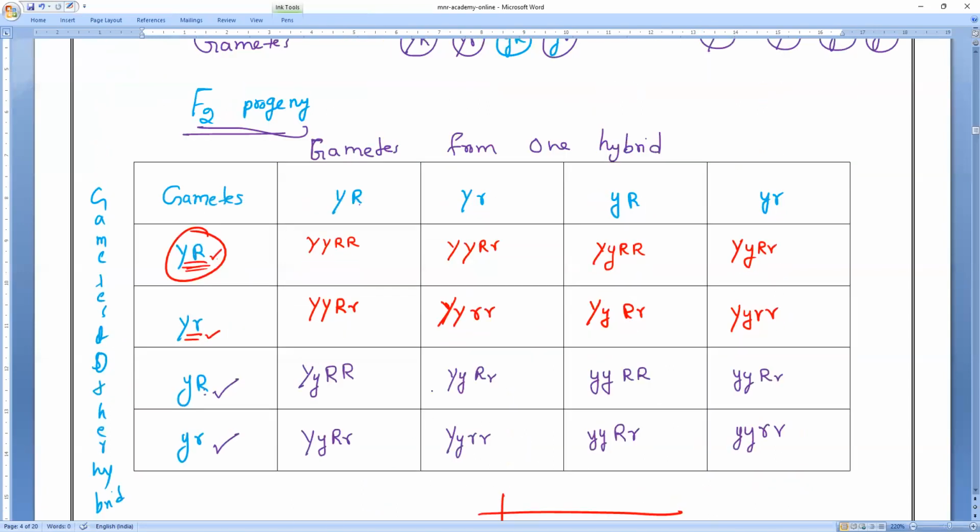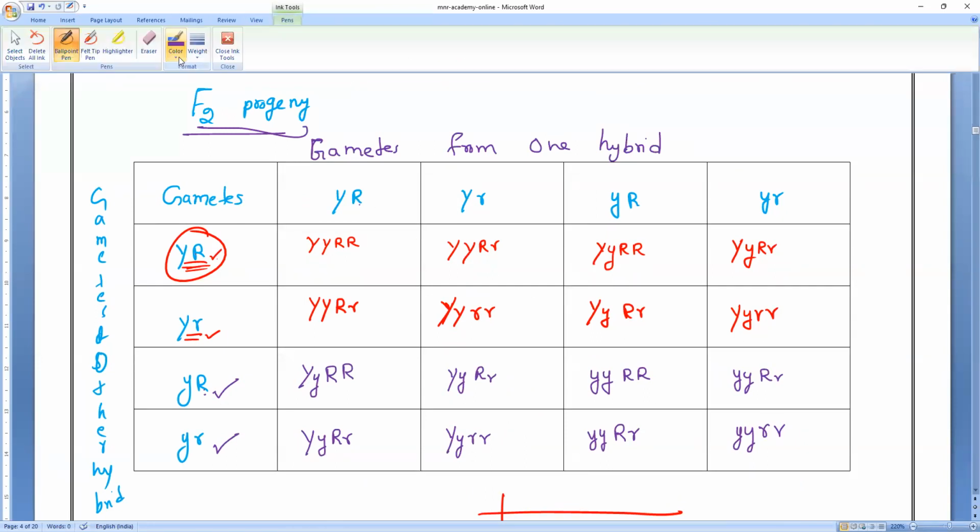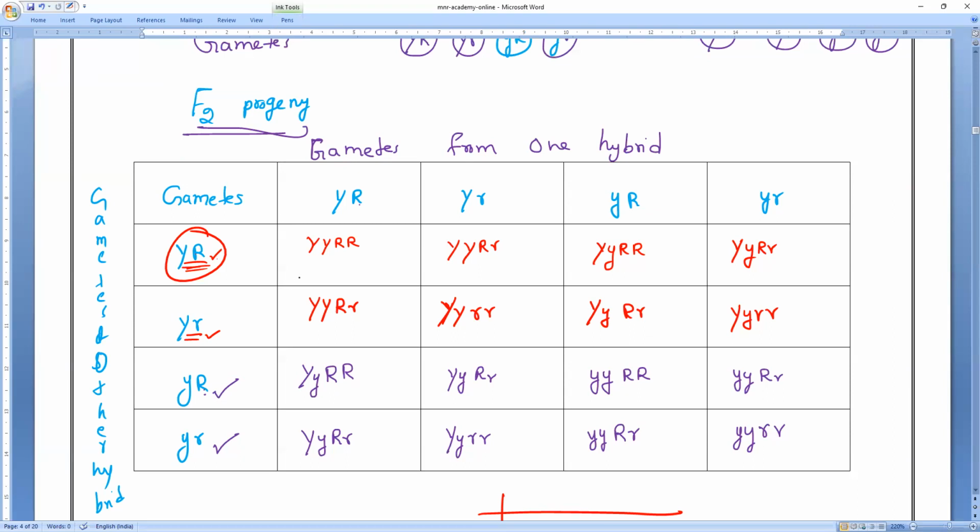Now you have to write the characteristics. So what are the characteristics? I'll change the color also. First we'll write all the pure ones. Pure means what? Both homozygous. Now both capital RR, capital YY, capital RR. What is the characteristic? Speak loudly. Yellow and round. Very good.